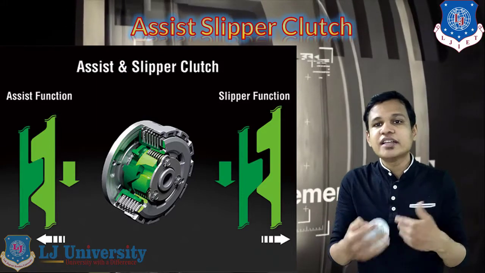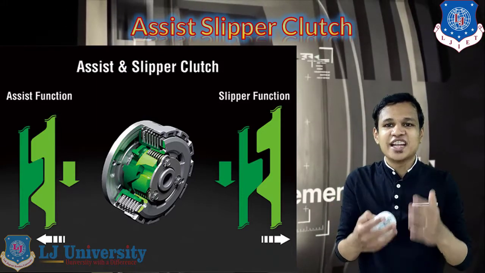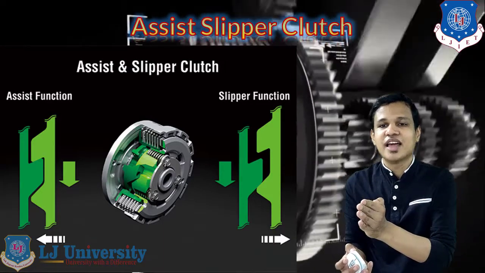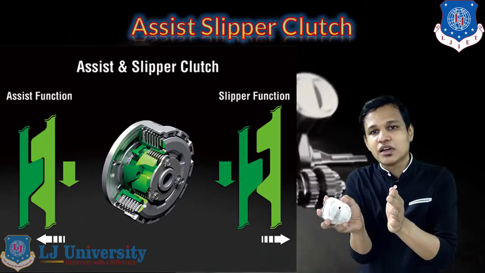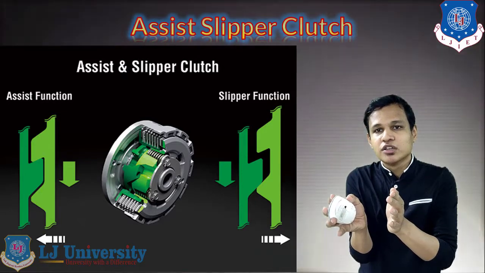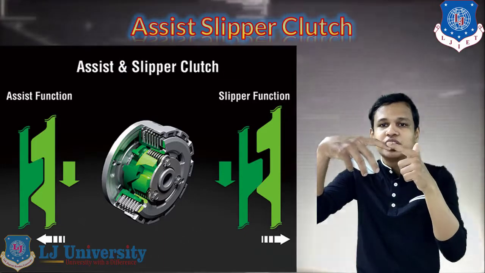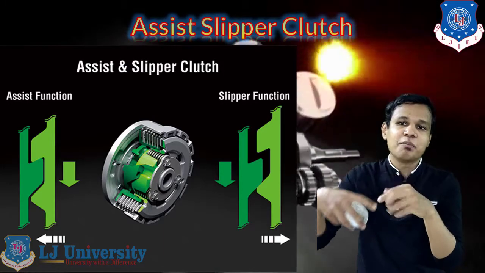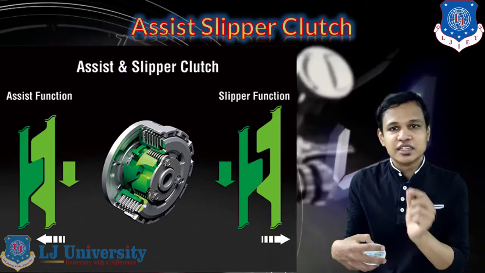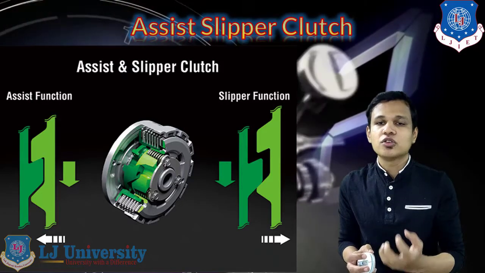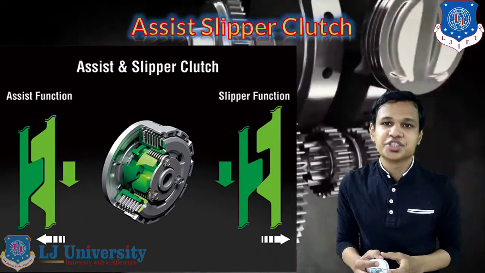But whenever we take a turn, what happens is that the pressure plate or the pressure cam, which is provided on the right side, will go slightly to the behind side. During that, the contact between the two teeth will be lesser compared to normal driving. This only happens whenever we are taking a turn. So this is known as a slipper function.